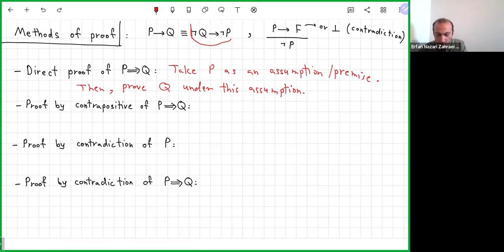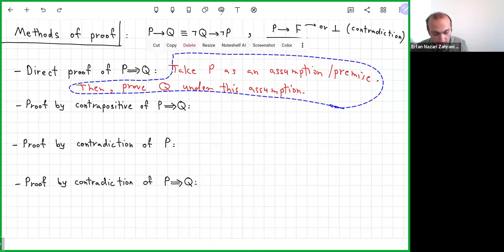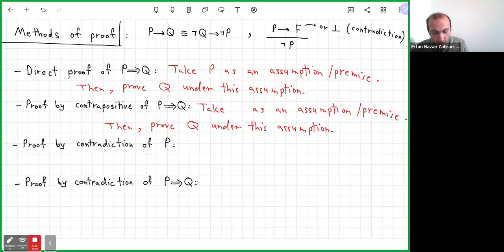And now what is the direct proof for this contrapositive? It's assume this, then prove this. That's basically proof by contrapositive. So it's basically the same thing, but the assumptions and conclusions are different. I take not Q as my assumption, or in other words, I assume Q is false. Then I prove not P under this assumption.